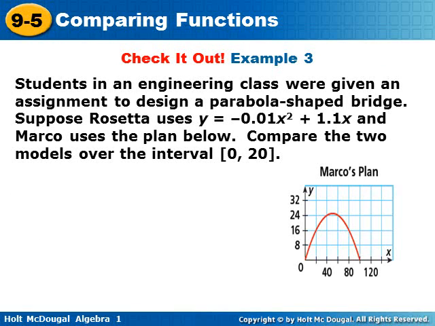Students in an engineering class were given an assignment to design a parabola-shaped bridge. Suppose Rosetta uses y equals negative 0.01x squared plus 1.1x, and Marco uses the plan below. Compare the two models over the interval [0, 20]. This one's for you to try on your own, and then you can check back for your answer.